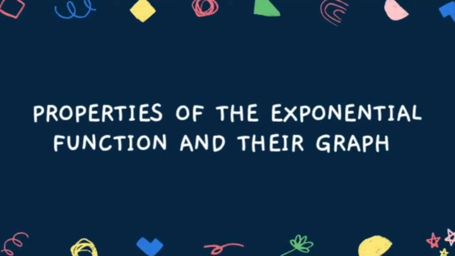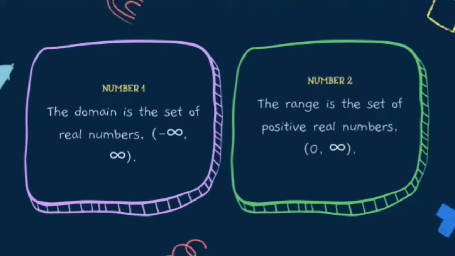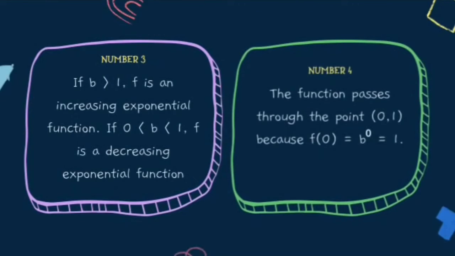And now, let us move forward to the properties of the exponential function and their graph. Number 1. The domain is the set of real numbers. Number 2. The range is the set of positive real numbers. Number 3. If b is greater than 1, f is an increasing exponential function. If b is greater than 0 but less than 1, f is a decreasing exponential function.